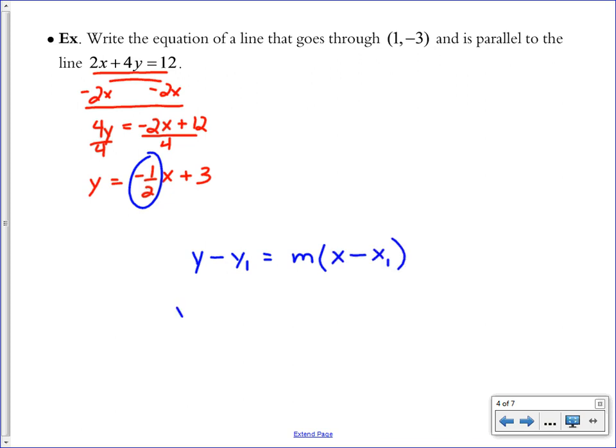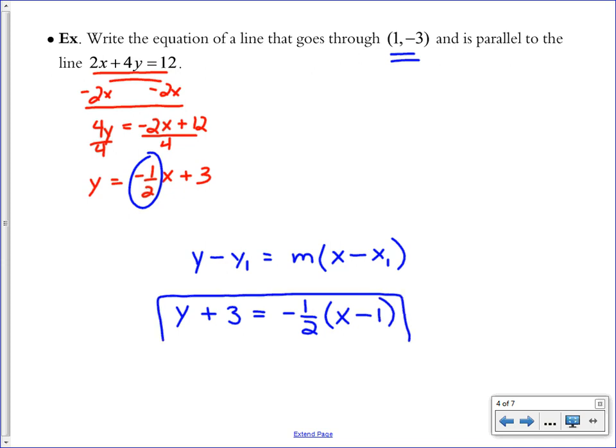So y plus 3, since it would be minus that negative 3, I'm using this as my (x1, y1), equals m, which is the slope that I just got from my parallel line, times (x minus 1). And I'm just going to leave it in that form and not bother converting it since it doesn't say. And if it wanted me to convert it to slope-intercept form, well then I would distribute and I would get the y by itself.